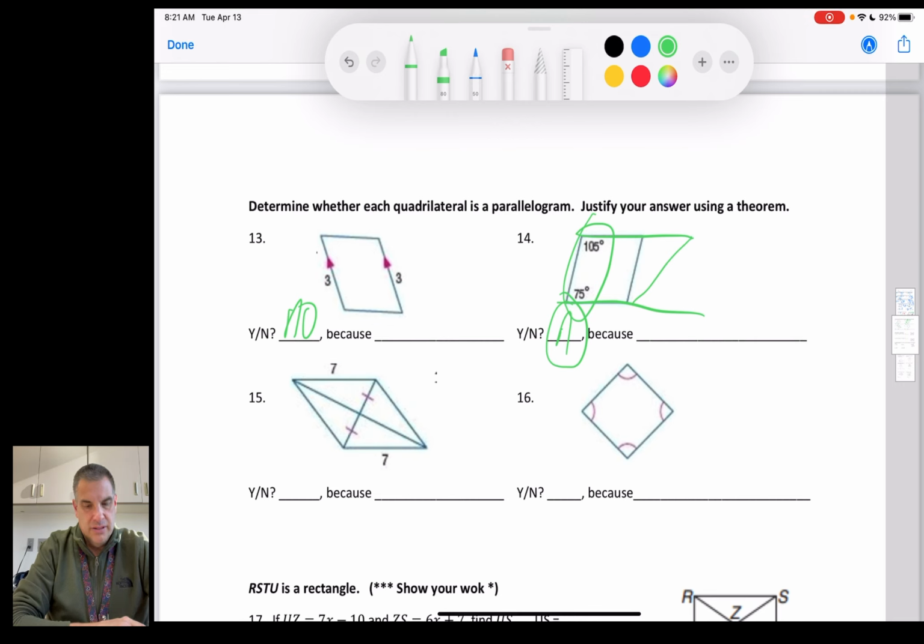Diagonals are congruent. Opposite sides, no. And the last one, all three sides are congruent. When all angles are congruent, your answer is going to be, yeah, it's going to be a parallelogram. Especially if it has four sides, it's going to be a square.